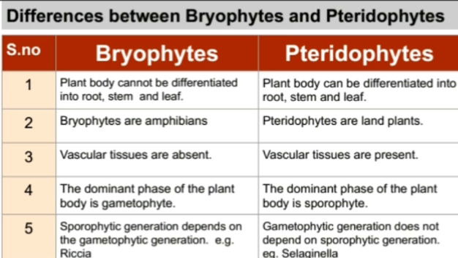The dominant phase of the plant body is the gametophyte in bryophytes. The dominant phase of the plant body is the sporophyte in pteridophytes. In bryophytes, sporophytic generation depends on the gametophytic generation. Example is Riccia. In pteridophytes, gametophytic generation does not depend on sporophytic generation. Example is Selaginella.